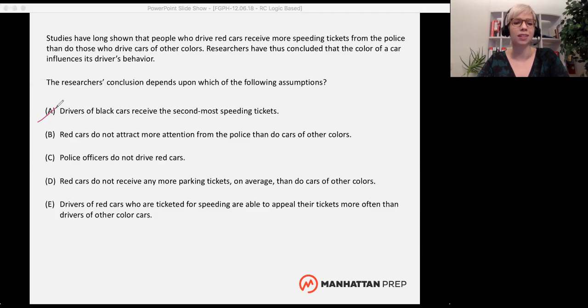All right, I'm saying C. Does it have to be true that police officers do not drive red cars? No, I mean, police officers might get speeding tickets too. We have no idea. This is not something that is a must.